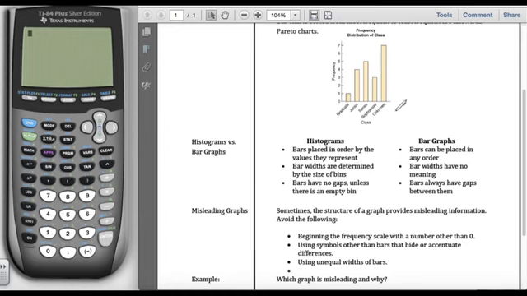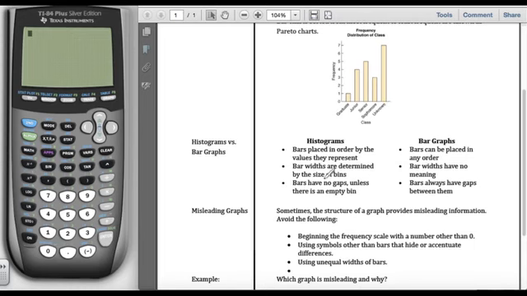Again, we could have made it a Pareto chart, so it was unknown, then senior, then junior, then sophomore, then graduate. We could have placed it the opposite way. We could have gone low to high, so it would have been graduate, then sophomore, junior, senior, unknown. There's no set way in which to order a bar graph.